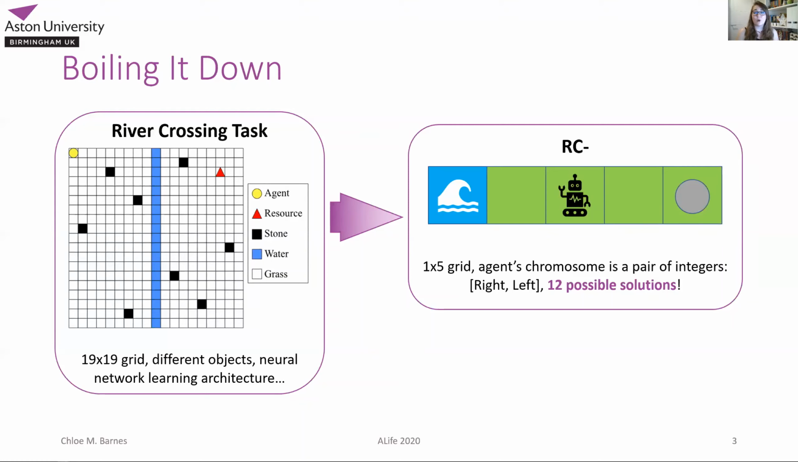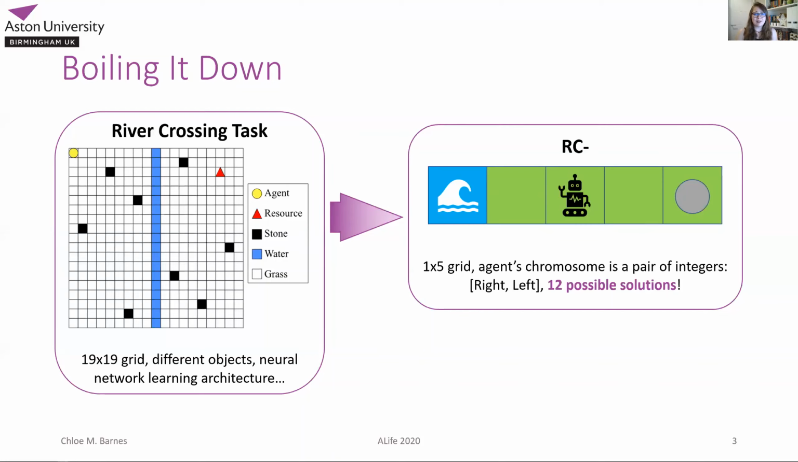And the agent's goal is pretty simple. It has to learn how to cross the river from the left to pick up its resource, its reward object, on the right-hand side. But the difficult thing here is that it has to learn how to cross that river safely. So it's got to learn how to pick up a stone and put it in the river to build a bridge. And this is what we've identified as the hard part of the task. It's a difficult thing for it to learn, and we want to understand why.